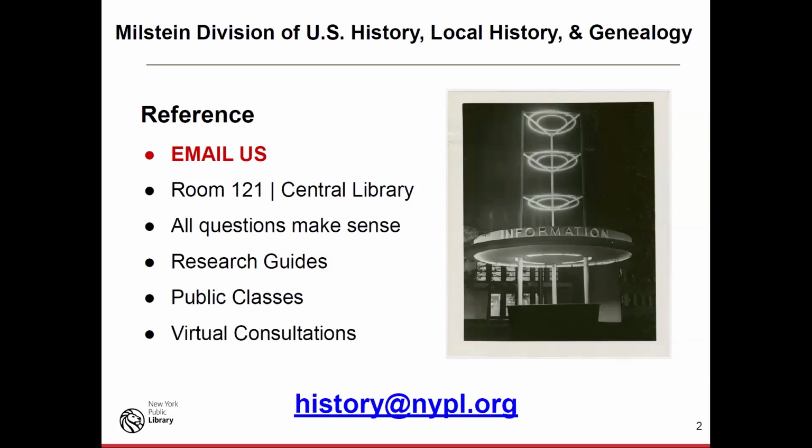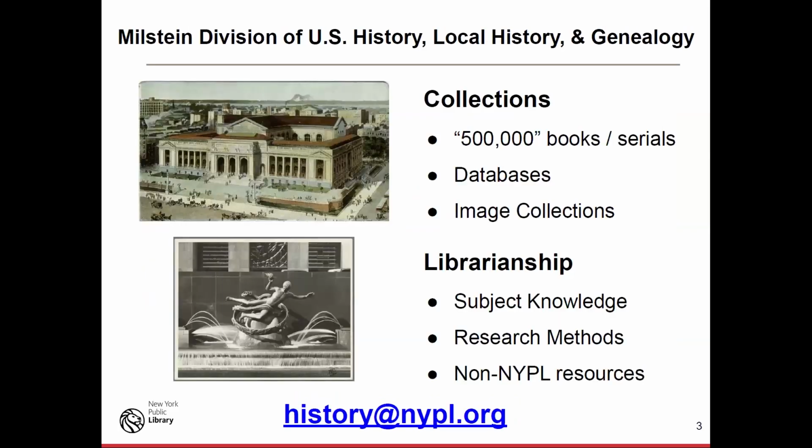Some of you may have visited the library, and we are located on the first floor of the Colossus of Classical Architecture on the corner of West 42nd Street and 5th Avenue in the main central research library. Maybe you've visited, maybe you've reached out to us in the past, maybe you've checked out our research guides or attended one of our public classes. This is all part of the work that we do as librarians. So reach out.